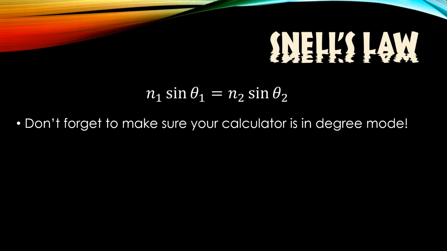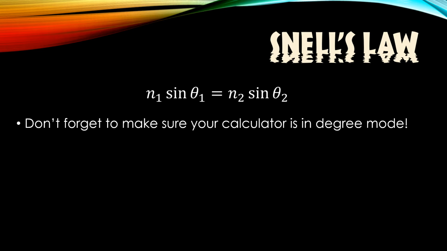In this particular equation, the n1 is the index of refraction for the material that the light is in when it makes the angle theta 1 with the normal. n2 is the index of refraction for the material the light is in when it makes the angle theta 2 with the normal. Again, as we've already learned, all angles must be measured with respect to the normal.